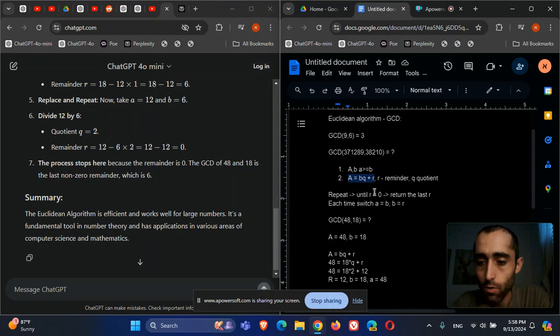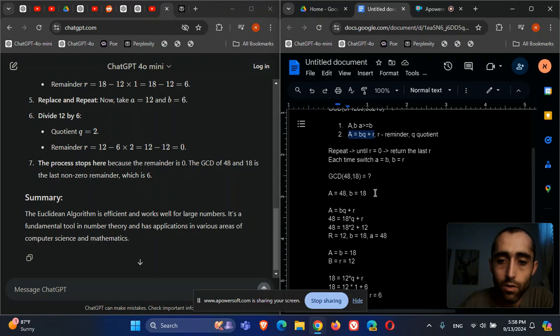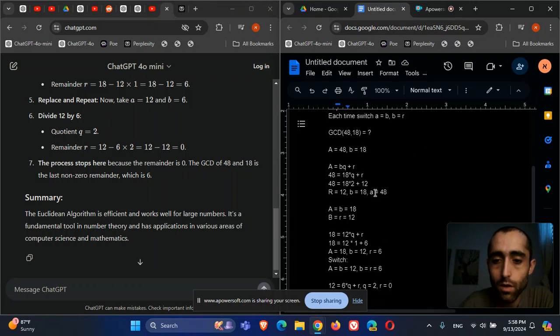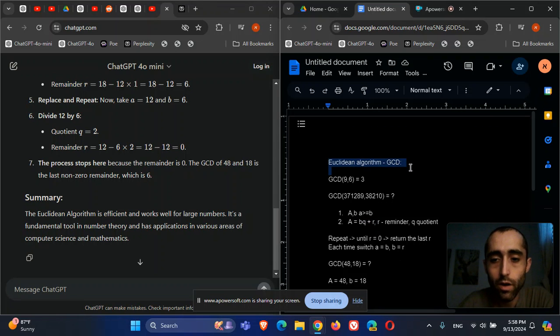If there are any mistakes or corrections, please tell me. Divide until r is 0, and every time, switch between a, b and r, like we did. Thank you very much. This is about the Euclidean algorithm to find the greatest common divisor, and that's it.